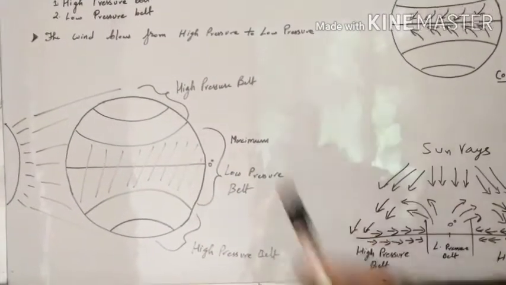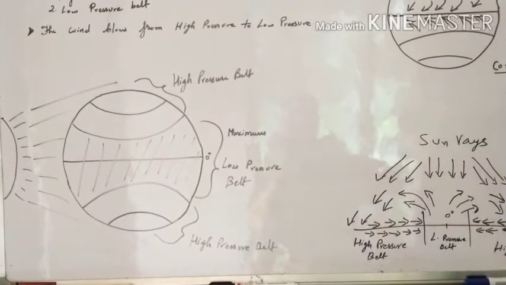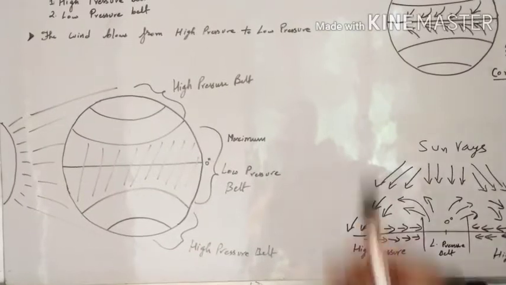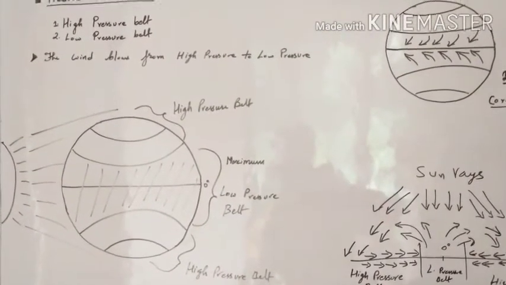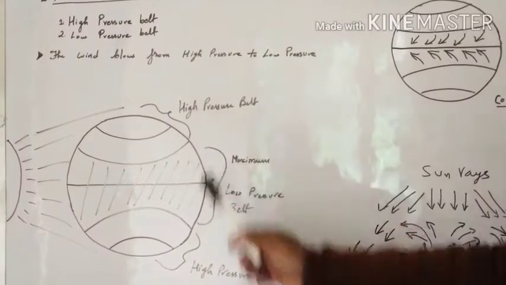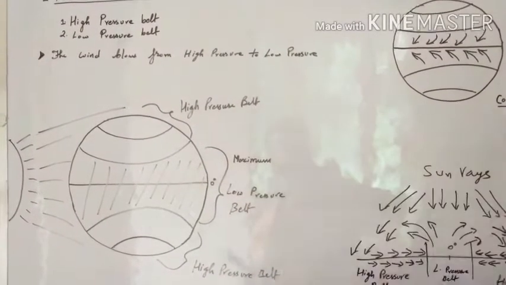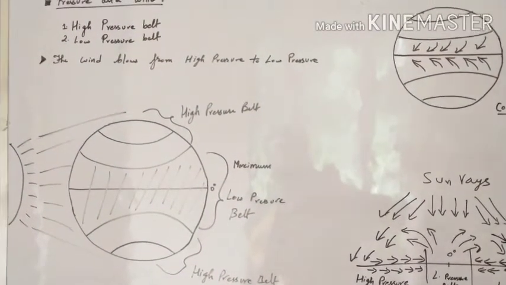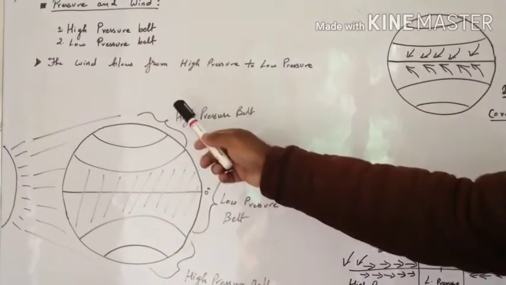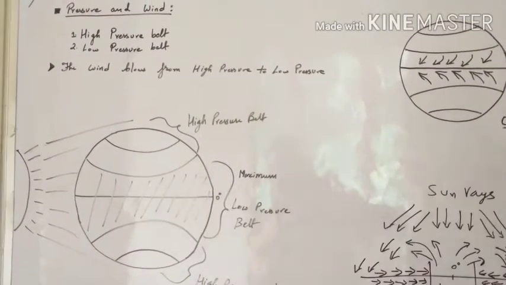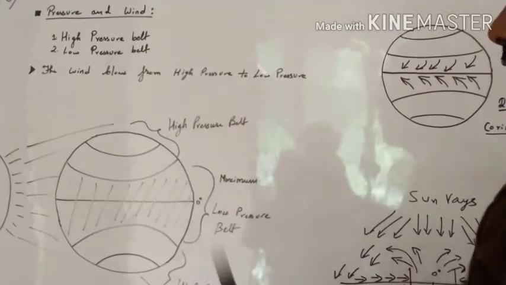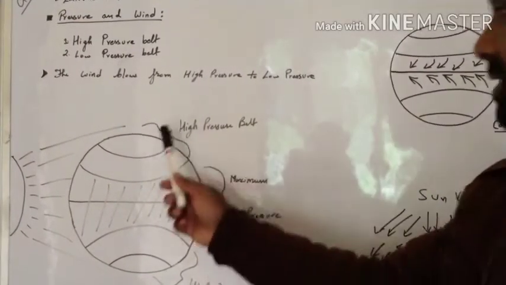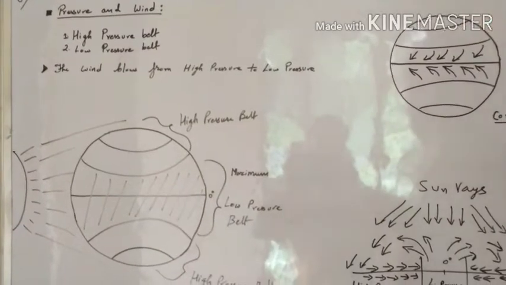So the vacuum is created, that is called the low pressure belt, because the vacuum is created and it will pull the nearby air. So the air which is in the higher pressure belt will be attracted towards the low pressure belt. It will pull it and the air starts moving from the high pressure belt to the low pressure belt to cover the vacuum area. In this way the wind moves from the high pressure belt towards the low pressure belt.